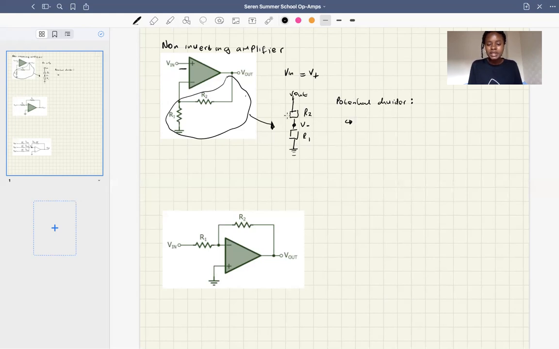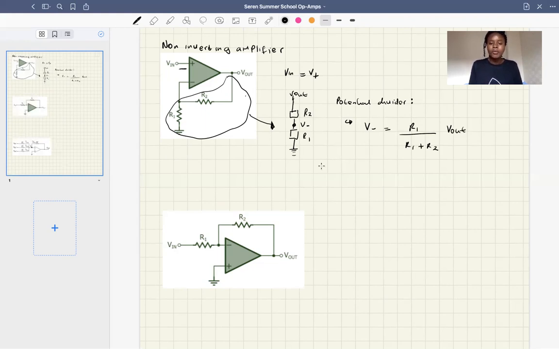So if we use the equation for potential dividers, we can see here that V minus should be equal to, if we look very carefully, R1 over R1 plus R2 times V out, which is all good.